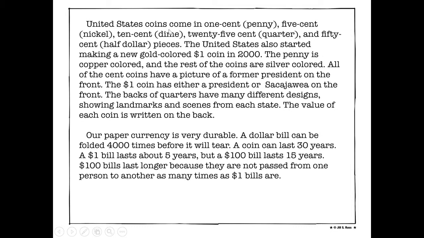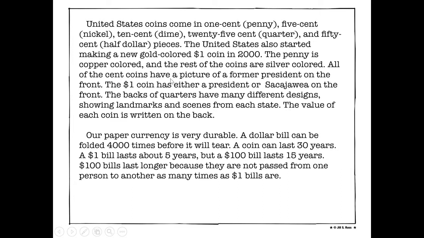United States coins come in 1 cent a penny, 5 cents a nickel, 10 cents a dime, 25 cents a quarter, and 50 cents, which is half-dollar pieces. The United States also started making a new gold color $1 coin in 2000. Some of you might have seen that. The penny is copper colored and the rest of the coins are silver colored.